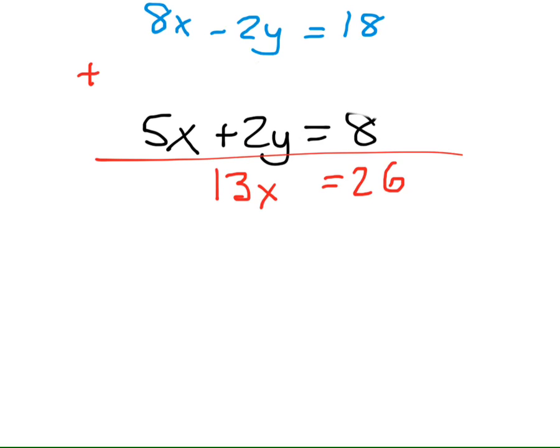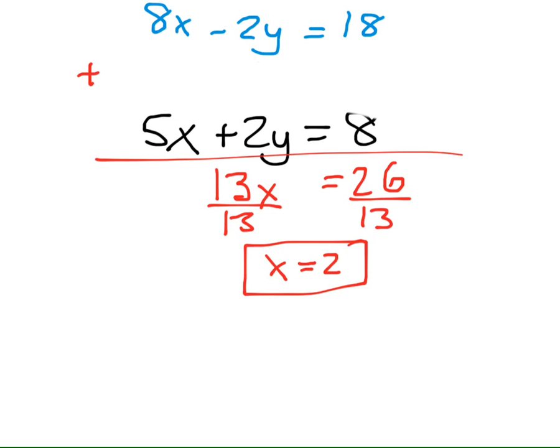Then I can solve this equation for x. Undo the multiplication. Divide both sides by 13. I get x is 2. When I want to solve for y, I take that x, I go plug it back into either one of the equations. Say I'm going to plug it in right here, just because I have a positive y here.